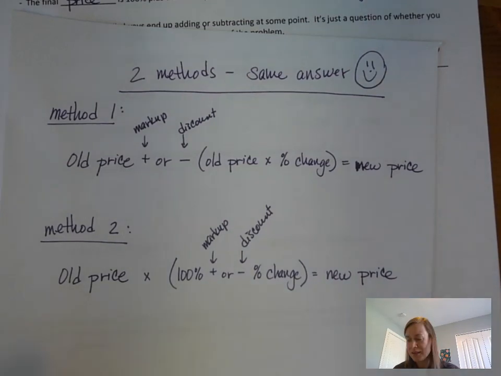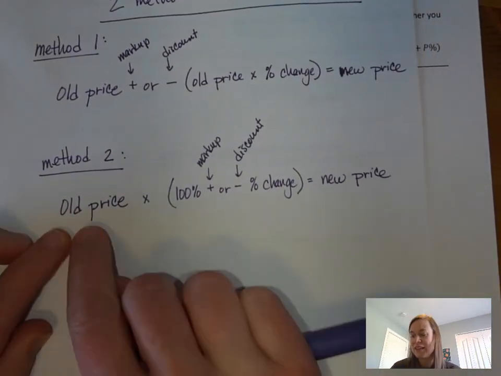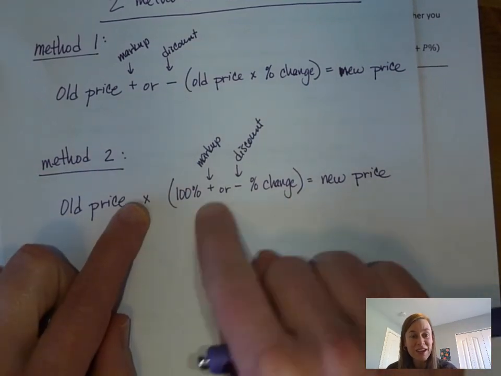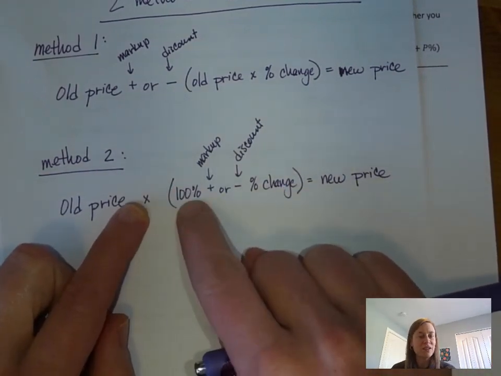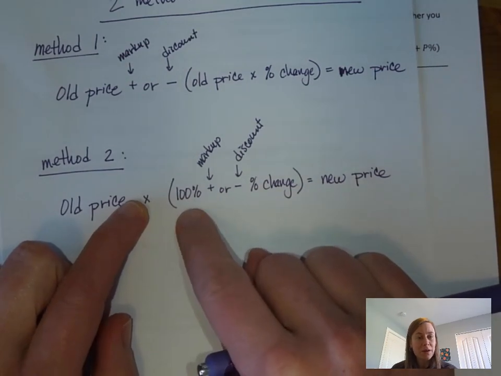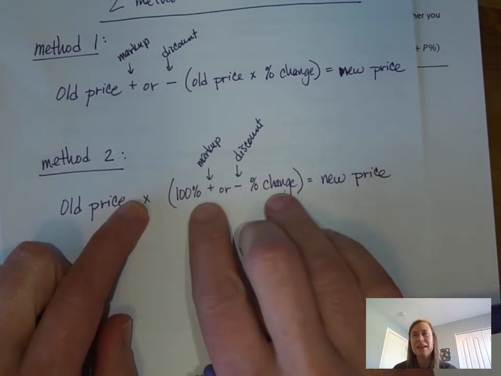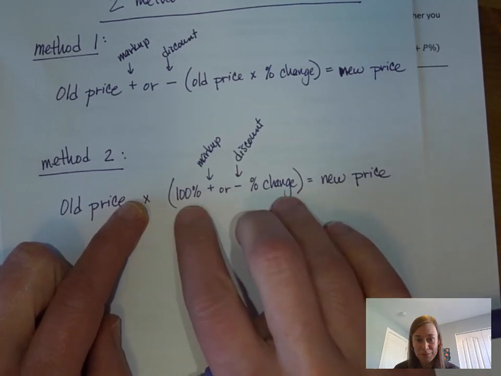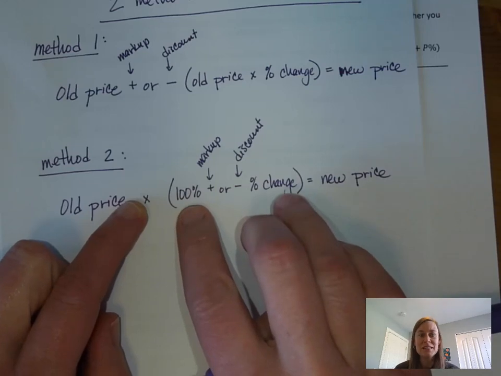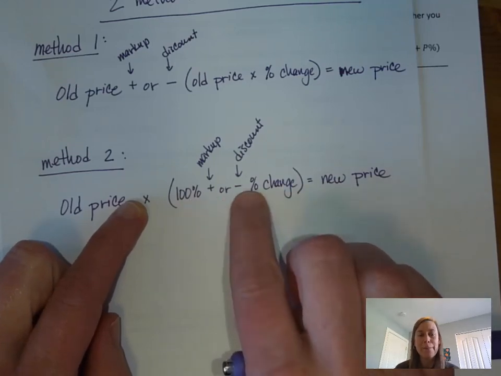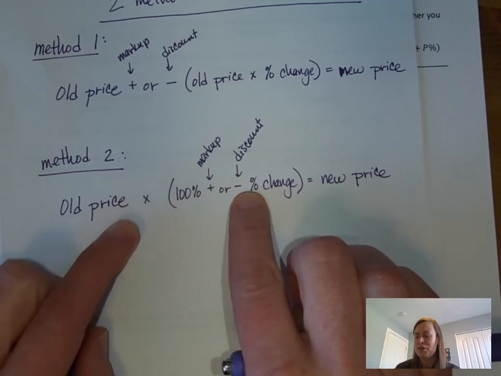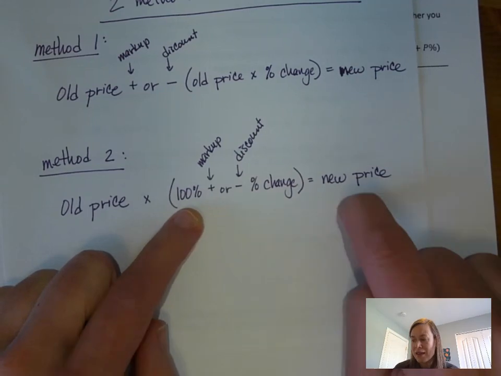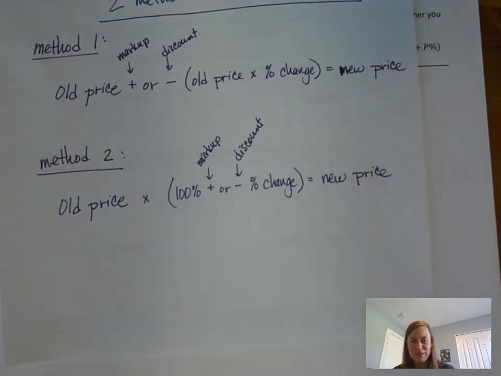Okay, the new method, if you would like to try it out, is taking that same old price and multiplying it by something that you calculate. You're going to have to take 100%. Always start with that. If it's a markup, you're going to add the percent change. So if it says there's a 15% markup, you're going to do 100% plus 15%. But if it was a discount, you would do 100% minus 15%. Okay? So you're going to do the old price times this new percentage that you calculate, and that will give you the new price. So you pick and choose.